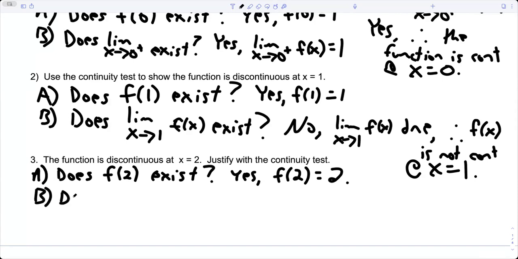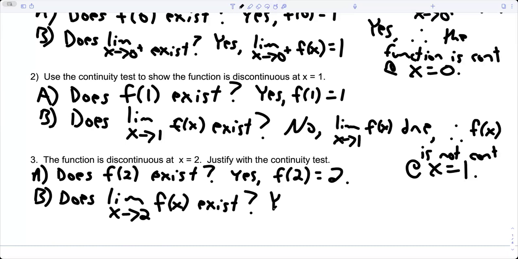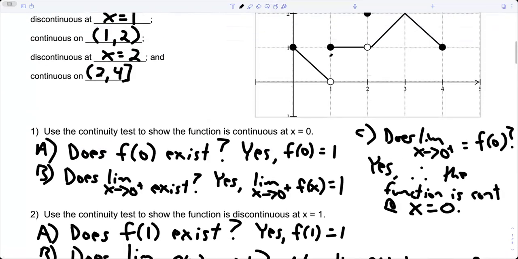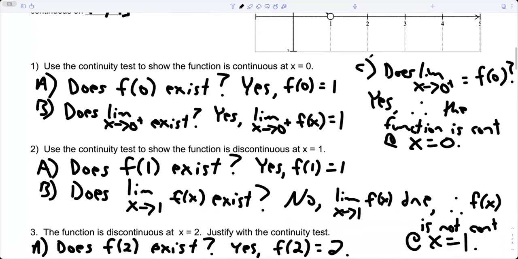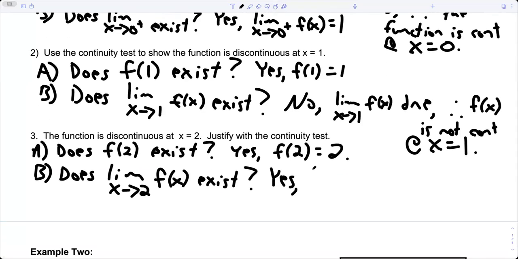Part B. Does the limit as x approaches 2 of f of x exist? And the answer to that is yes. What is the value of the limit? Okay, so look here, it's approaching 1 on the left-hand side and 1 on the right-hand side, therefore the limit as x approaches 2 of f of x equals 1.